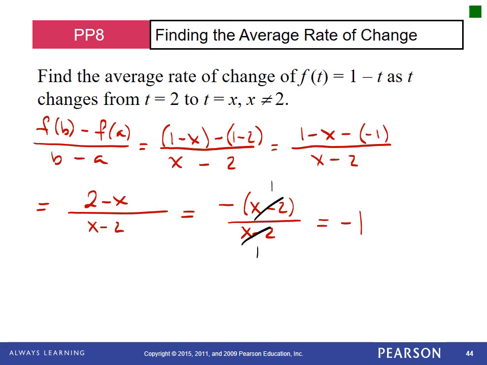All right, simplifying as much as we can here. You can drop the first parenthesis, that's pretty easy. 1 minus 2 is a negative 1. Still x minus 2 on the bottom. And subtracting a negative 1 is really adding positive 1, so 2 minus x over x minus 2.